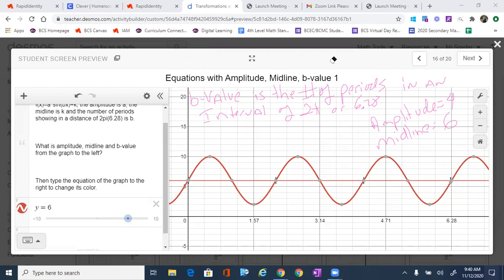I start here at the middle, which tells me that it's going to be a sine graph because I'm on the midline at the y-axis. And what I do is I just count up to the top, back down to the middle, down to the bottom, and back up to the middle. That is one full turn of that period. And then we just keep going to the top, back to the middle, back to the bottom, back to the middle. That is 2.